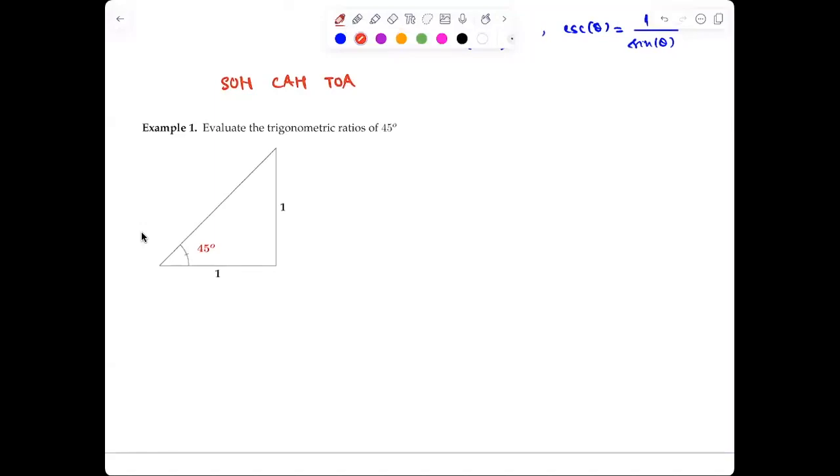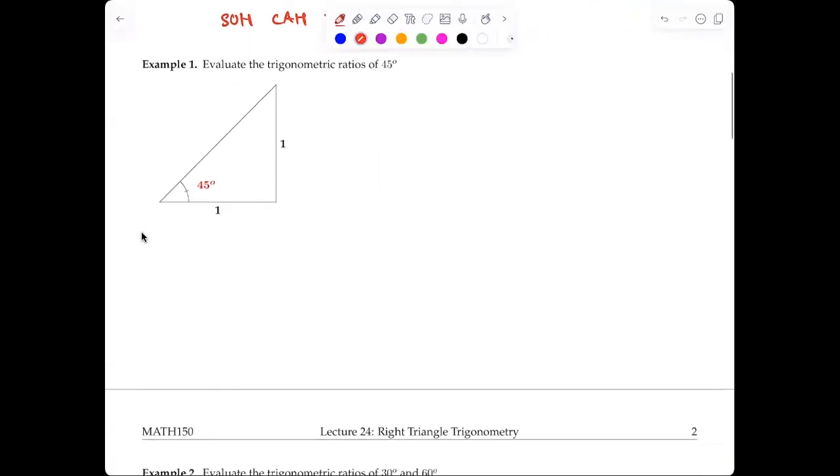In order to calculate the sine and cosine of 45 degrees, you need to calculate all the sides of the right triangle. Here you are given one side to be 1, the other side to be 1. We need to find the longest side of the right triangle using Pythagorean theorem. I call this side A. By Pythagorean theorem, A squared equals 1 squared plus 1 squared, or A squared equals 2, or A is equal to square root of 2.